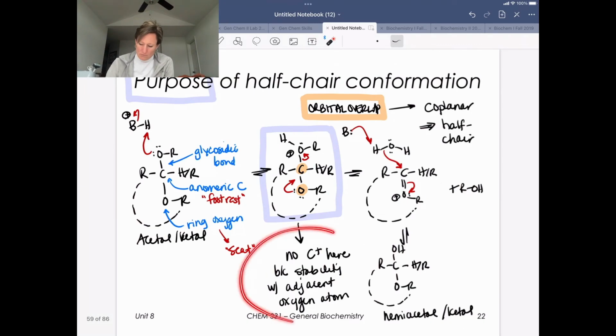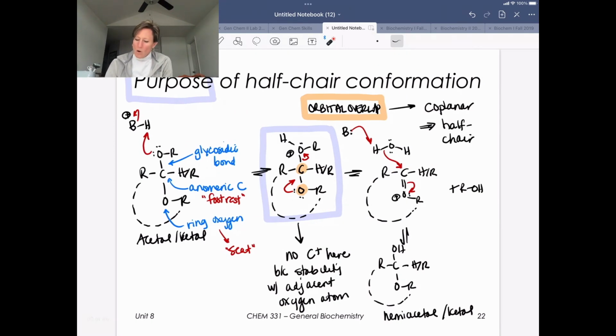Otherwise, we'd have a carbocation that we could not properly stabilize. So if we just had this leaving group leave, there'd be a positive charge on that carbon. Not good. Instead, these electrons are going to be able to form a pi bond that distributes that charge, gives everybody a complete octet, and that is much more stable. So that is, again, the purpose of that half chair. Whew, that was a lot.